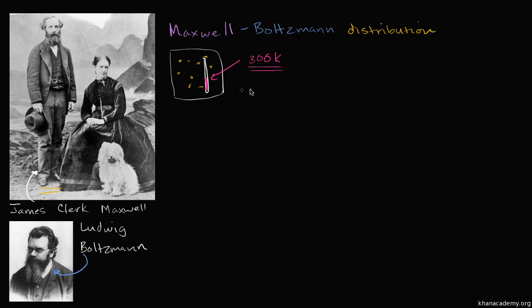Well, one way to think about temperature, and this would be a very accurate way to think about it, is that temperature, I'm spelling it wrong, is proportional to the average kinetic energy of the molecules in that system. So let me write it this way: temperature is proportional to average kinetic energy in the system.